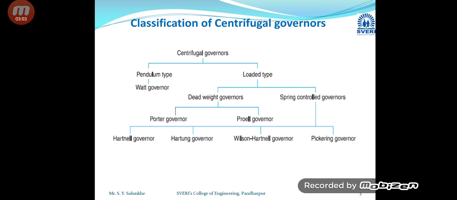Now in the case of dead weight governors, there are the Porter governor and the Proell governor, and in the Porter governor also there are different types. All these types come under the category of loaded governors. Governors are named according to the name of their developer, that is the Hartnell governor, then the Hartung governor, then the Wilson-Hartnell governor, then the Pickering governor.